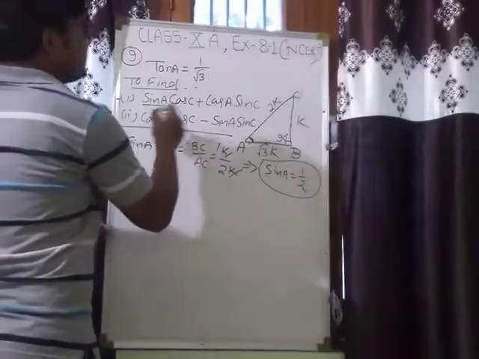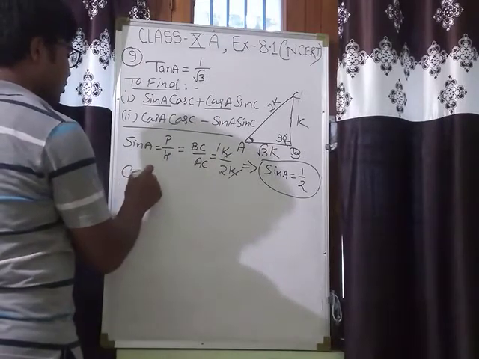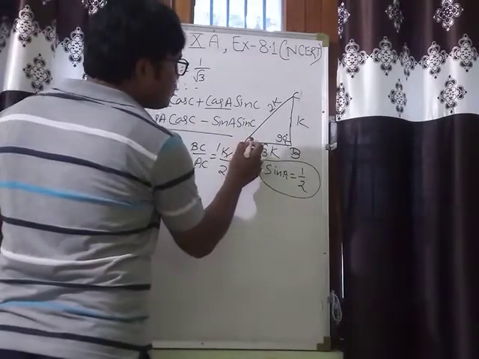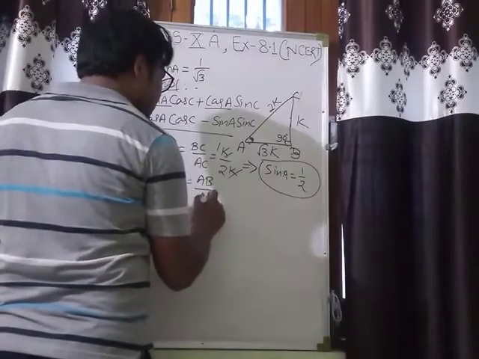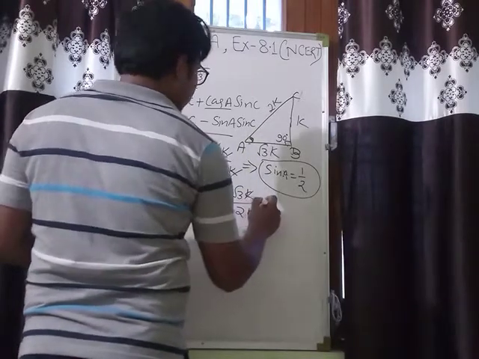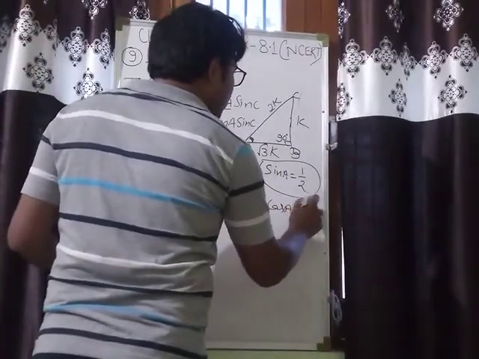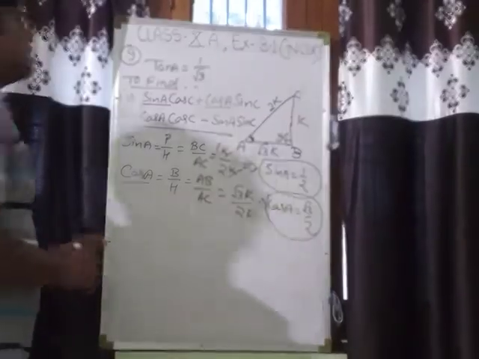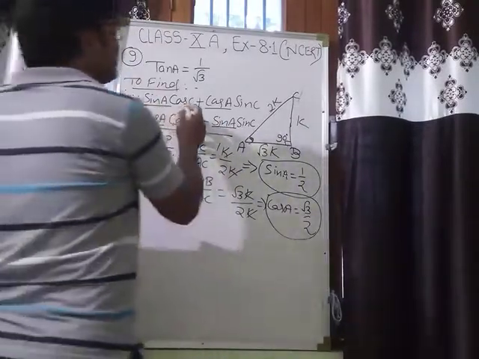Okay. Now I am going to find cos A. We know that cos A is base upon hypotenuse. Because we are talking about angle A, base is the adjacent side, that is AB, upon hypotenuse AC. So it will be root 3K upon 2K. K and K will cancel. From here we have cos A equal to root 3 by 2. So that is the value of cos A. Now we have sin A and cos A. Now I am going to find cos C and sin C.